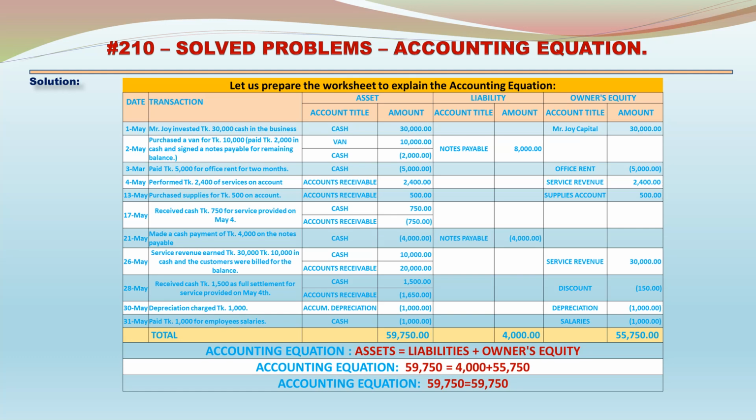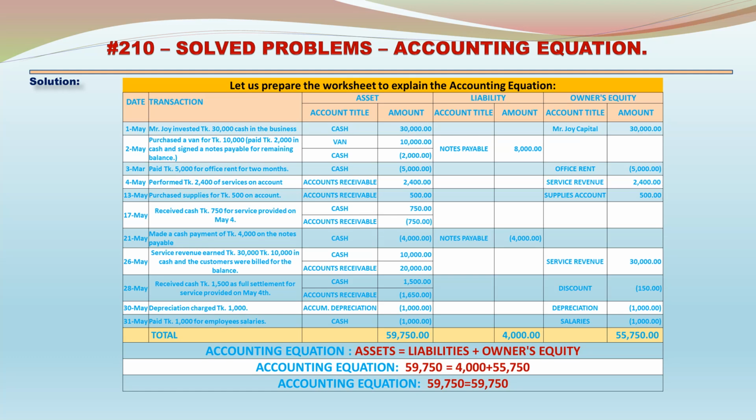May 1st. Mr. Joy invested 30,000 cash in the business. On the asset side, cash debit 30,000. In owner's equity, Mr. Joy's capital 30,000. May 2. Purchased van for TK 10,000, paid TK 2,000 in cash and signed a notes payable for the remaining balance. Van debit on the asset side 10,000, cash credit on the asset side 2,000, notes payable liability 8,000.